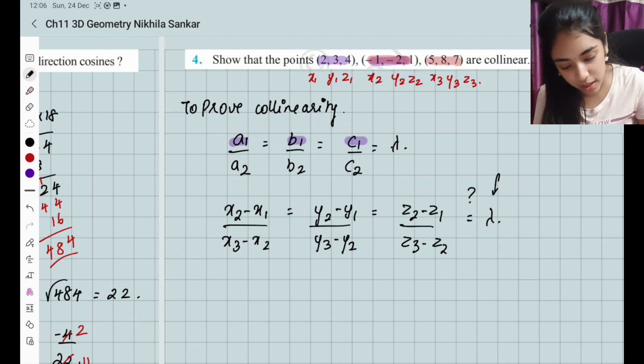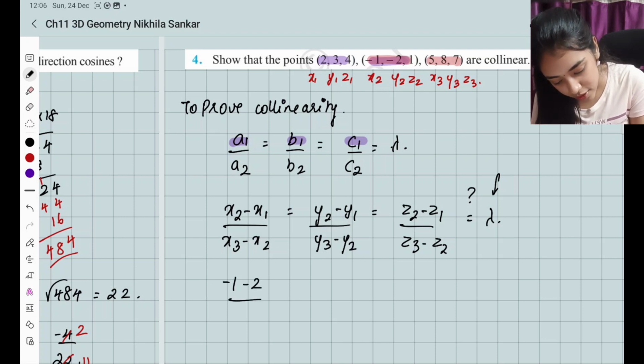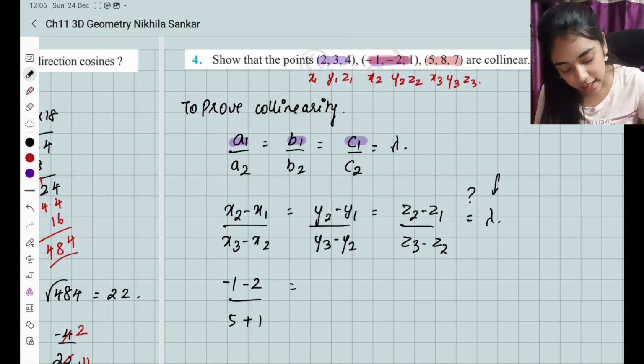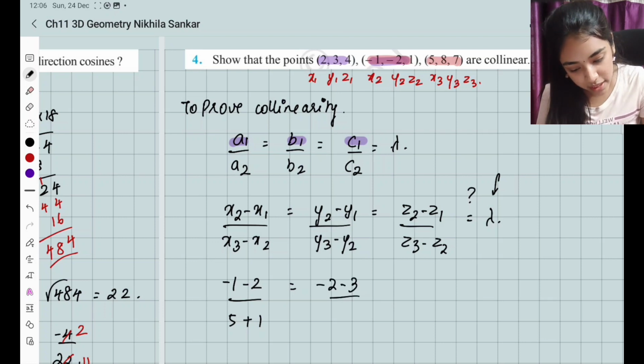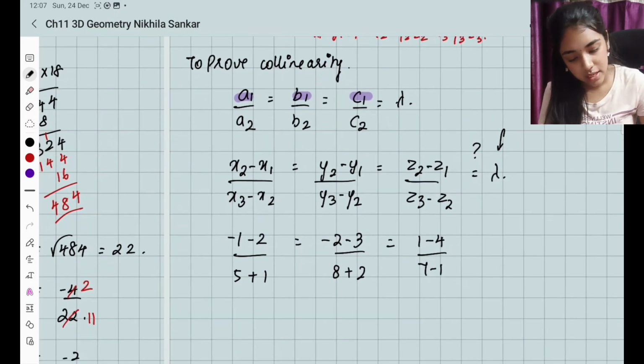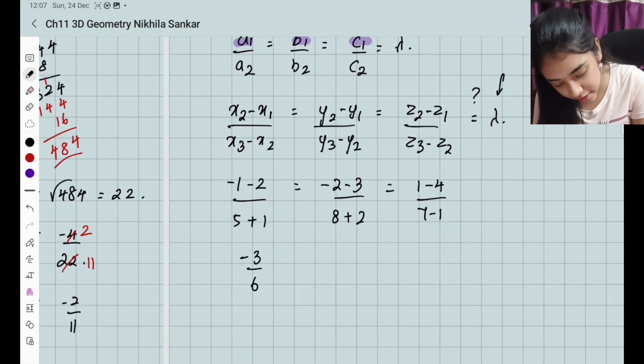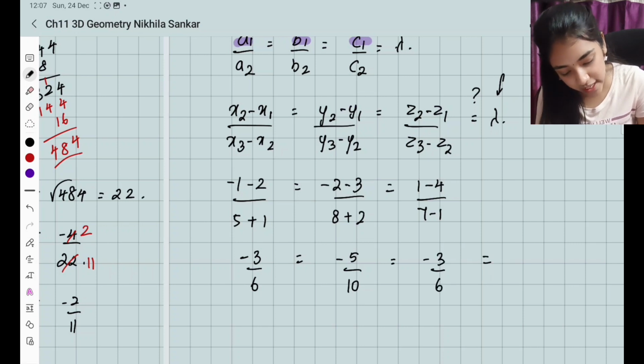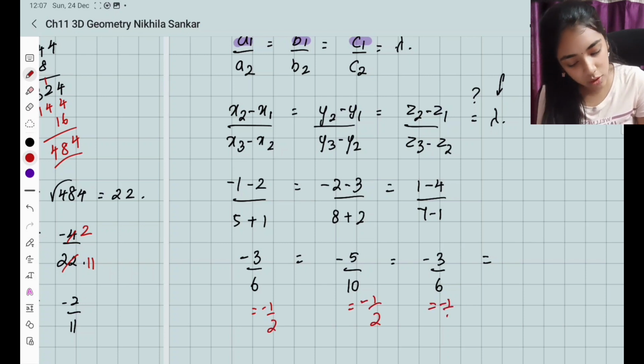Okay. இப்போ value substitute பண்ணலாமா? X2 minus X1 is going to be minus 1 minus 2 divided by X3 minus X2 is going to be 5 minus of minus 1. So which is 5 plus 1. And this side is going to be Y2 minus Y1. So minus 2 minus 3 divided by Y3 minus Y2. So it's going to be 8 plus 2. And this is going to be Z2 minus Z1. So 1 minus 4 divided by 7 minus 1. Okay, so this when I simplify, I have minus 3 divided by 6 equals minus 5 divided by 10 equals minus 3 divided by 6. So இது எல்லாமே simplify பண்ணா, I see that here I get a minus 1 by 2, here I get a minus 1 by 2 and here also I get a minus 1 by 2.